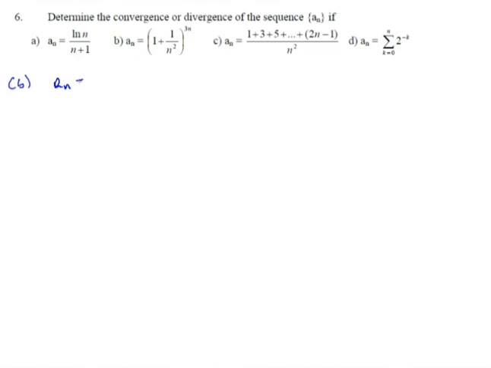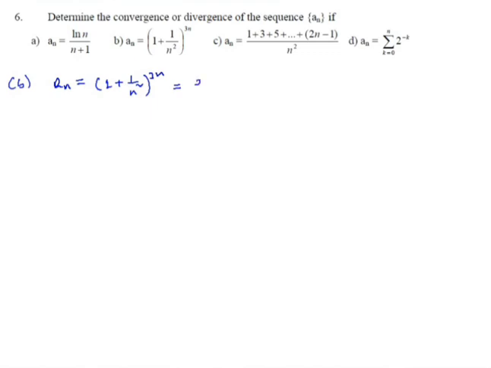In part b, the sequence is (1 plus 1 over n square) the whole to the power of 3n. Okay, so we have to rewrite this in some other form.